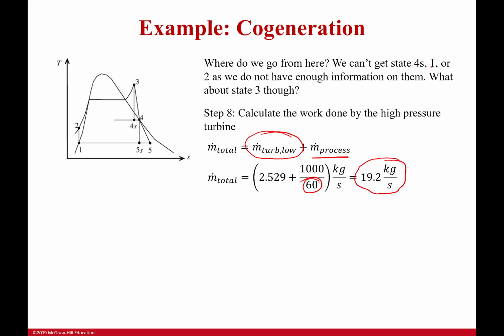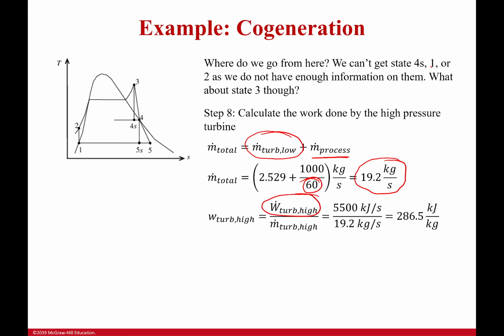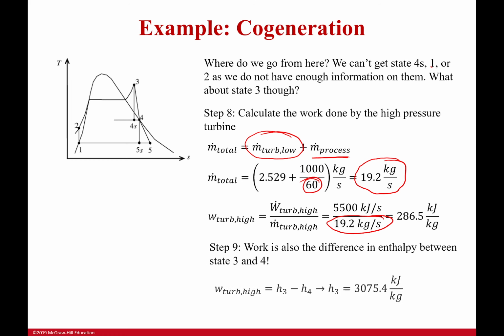Another thing we know is the work of that high pressure turbine. We know it's producing 5,500 kilowatts of power. Since it's producing that much, and it has this mass flow rate, I can figure out what the drop in enthalpy is across that turbine, which comes out to be 286.5 kilojoules per kilogram. If we know the drop in enthalpy, that's the difference between H3 and H4. So H3 would turn out to be 3,075.4 kilojoules per kilogram.